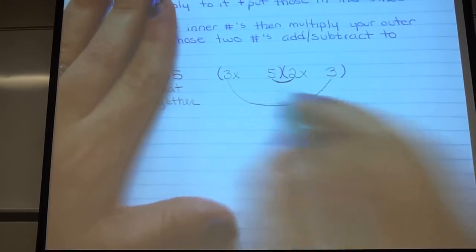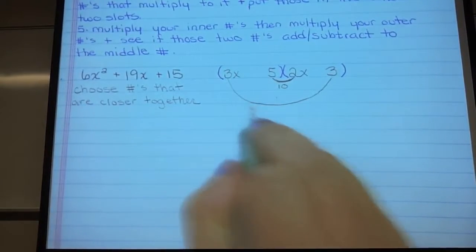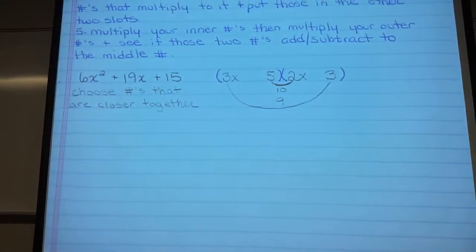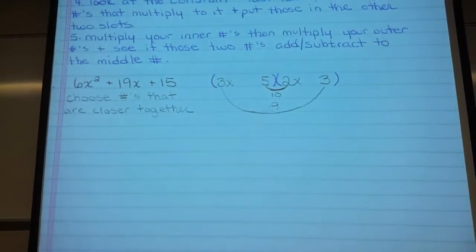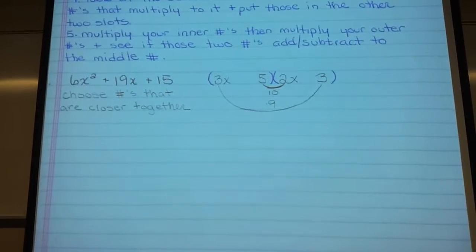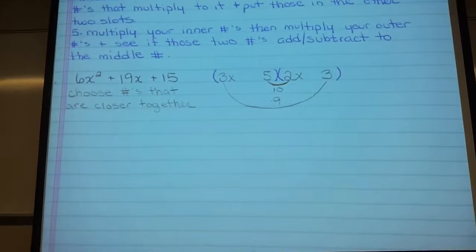What do you get with the innies now? 10. And the outies? 9. Can 10 and 9 give you 19? Yes. So we found our numbers. So not only do we have to find the right pair, now we got to find the right order. Yes, I told you. I have to do the same steps. There's no fast track for me to show you.